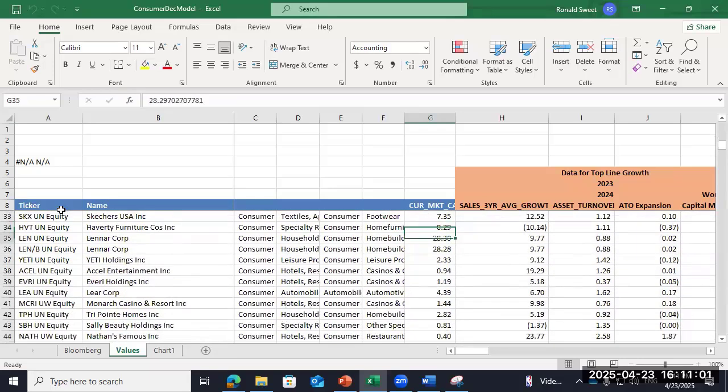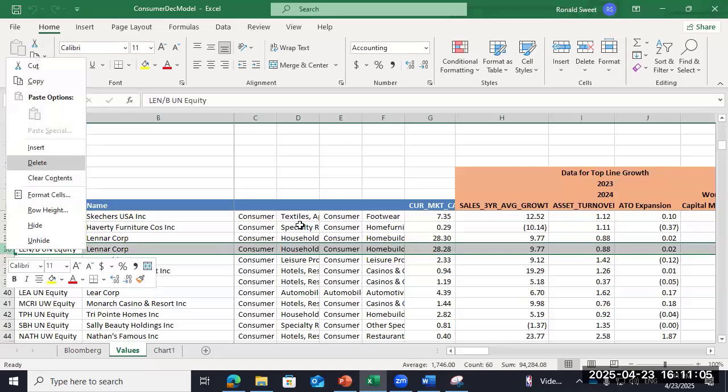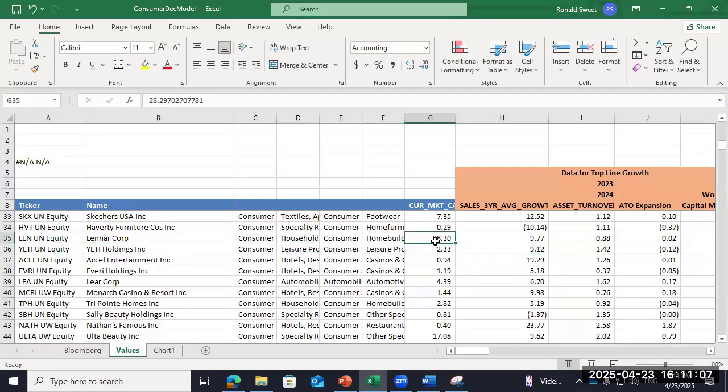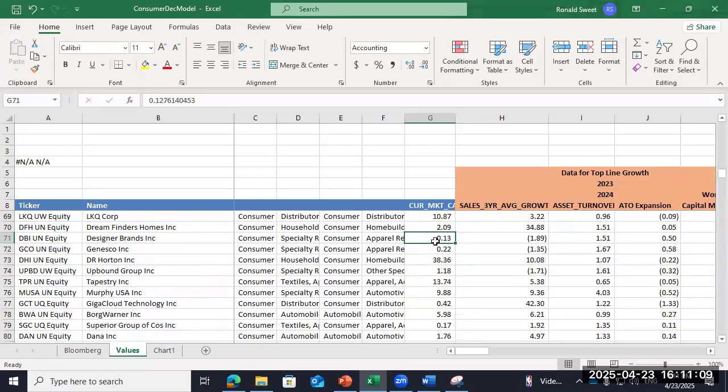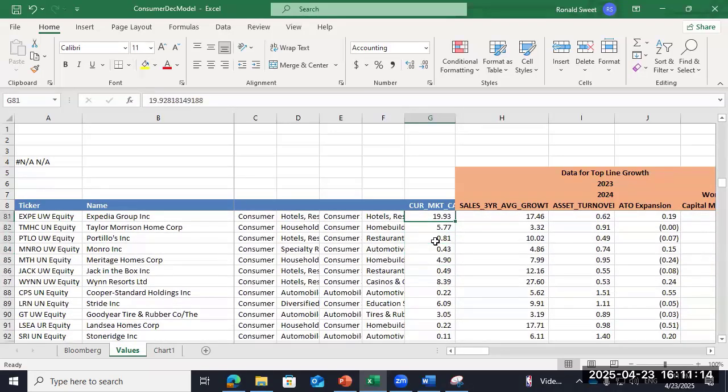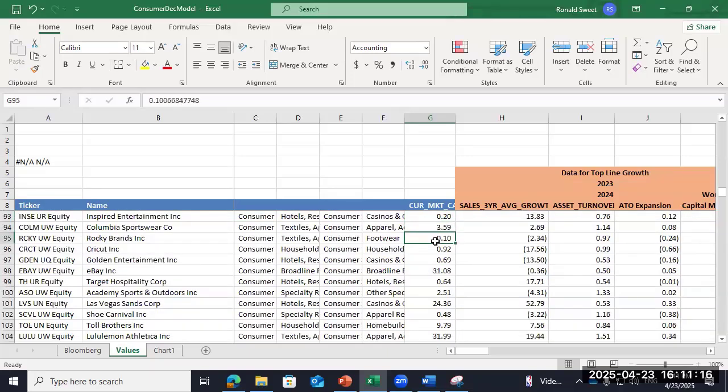Poultry, you probably heard of them, housing. Sometimes you get a company that's in there twice, so we can delete the extra company because they have extra shares of stock. Here's DH Horton, so you get some Expedia. I use them all the time. eBay, I haven't used eBay ever.